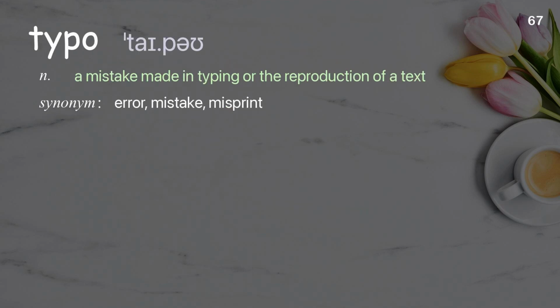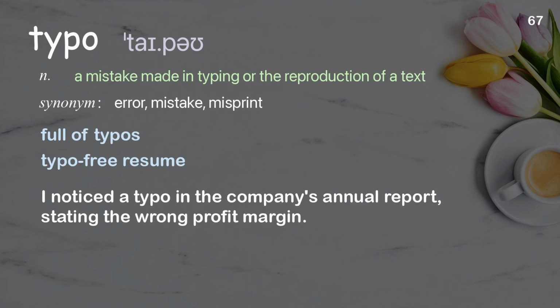Typo. A mistake made in typing or the reproduction of a text. Examples: Full of typos. Typo-free resume. I noticed a typo in the company's annual report, stating the wrong profit margin.